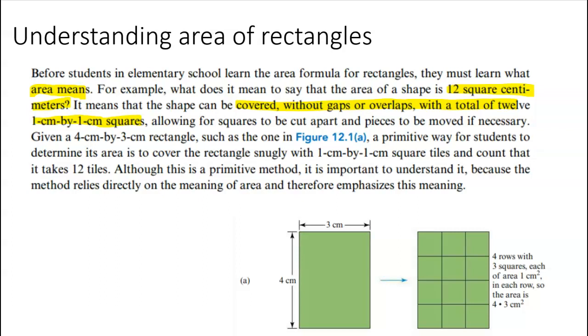So if we're given a 4 centimeter by 3 centimeter rectangle, a primitive way for students to determine its area is to cover it snugly with 1 centimeter by 1 centimeter square tiles and then count how many tiles. 1, 2, 3, 4, 5, 6, 7, 8, 9, 10, 11, 12. Although it's really primitive, it's important. We don't want to skip this step with students because we want them to understand this method relies directly on the meaning of area and then emphasizes it.